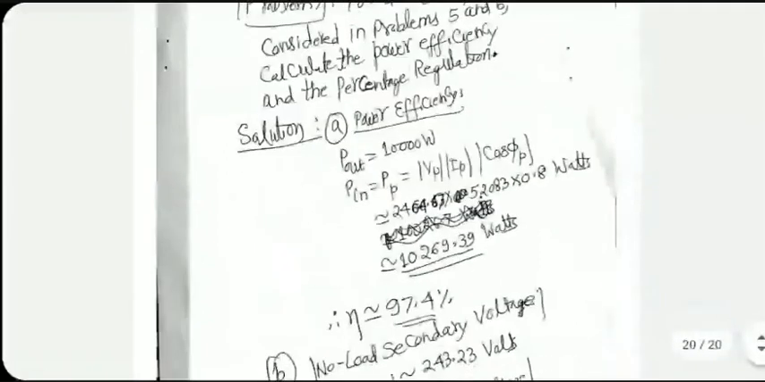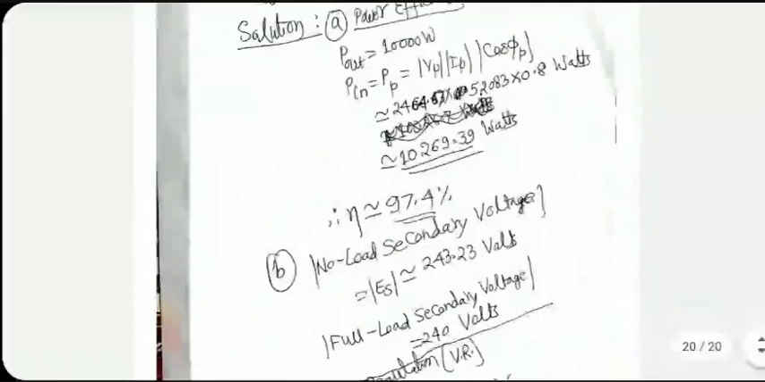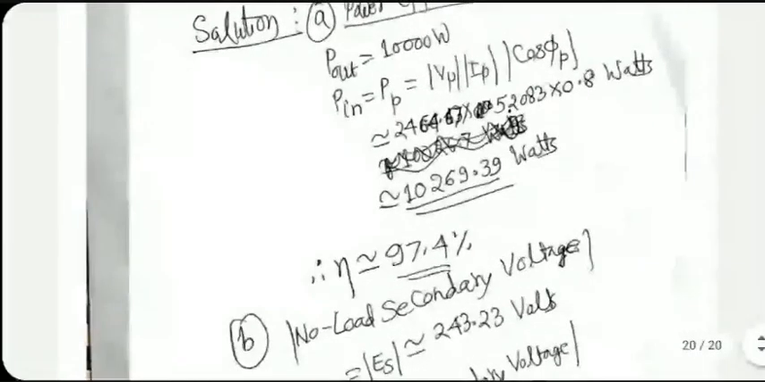So plug in all those values. You get input power as 10269.39 watts. Take the ratio of output and input power and multiply by 100, you get the efficiency, which is almost 97.4%. How about the voltage regulation?